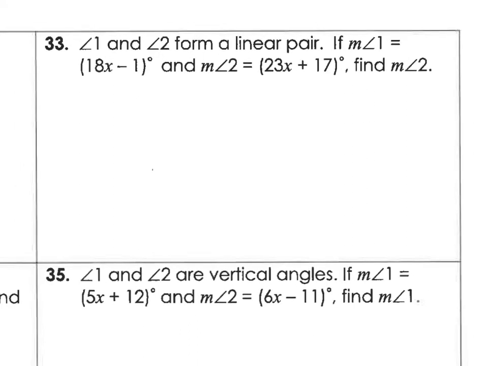1 and 2 form a linear pair. So a linear pair. The measure of angle 1 equals 18x minus 1. The measure of angle 2 is 23x plus 17. Find the measure of angle 2. So what would the two of those angles equal? Good. So we'll put those two together.